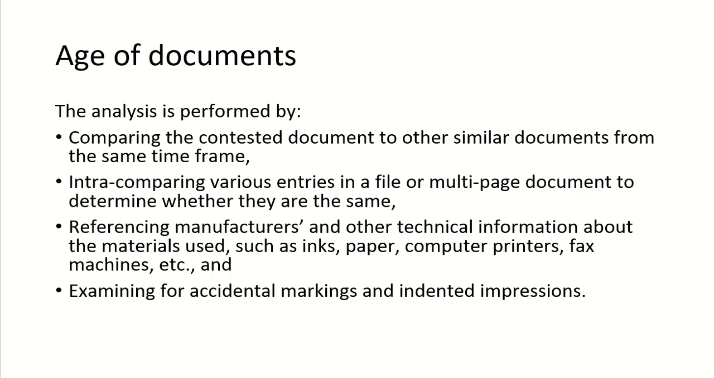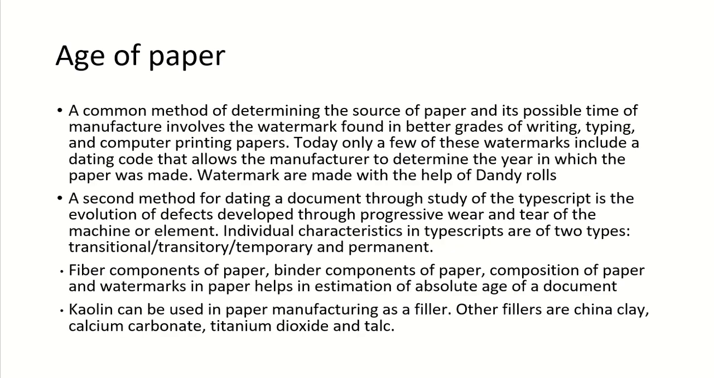Now, the age of a document can be determined by comparing the suspected document with other documents of a similar time frame, intra-comparing various entries in a file or multi-page document to determine whether they are the same, referencing manufacturers and other technical information about ink, paper, computer printer, fax machine, etc., and examination of accidental and indentation marks. To determine the age of a document, we must know the age of paper and the age of ink.